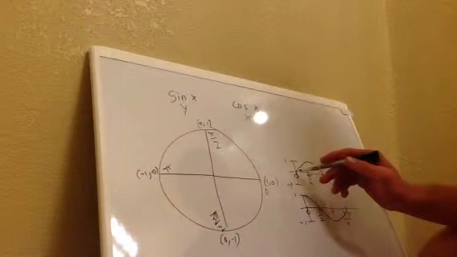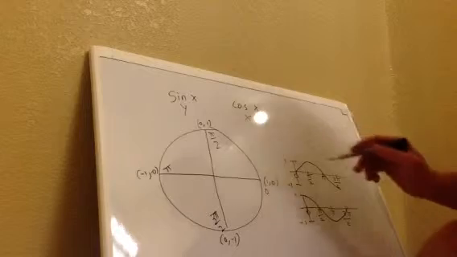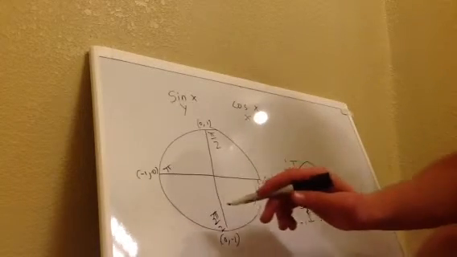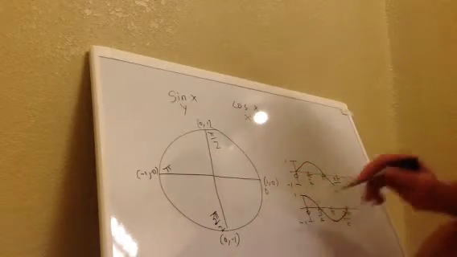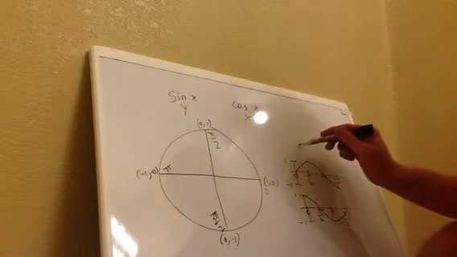Okay, so then our y value of pi halves is 1, y value of pi is 0 again, and then y value of 3 pi halves is negative 1. And then, so this is the graph of sine of x.